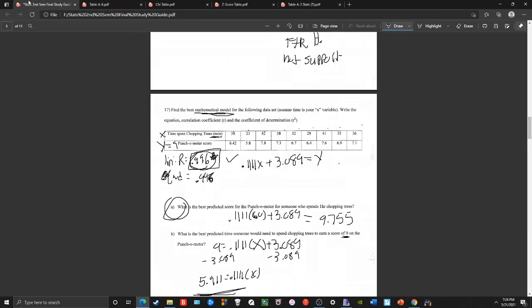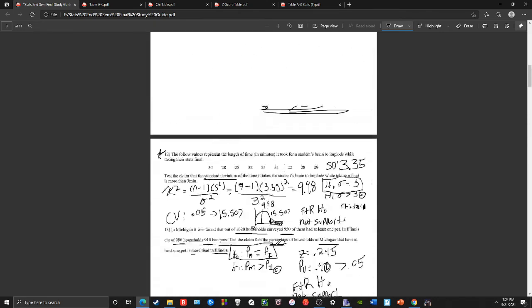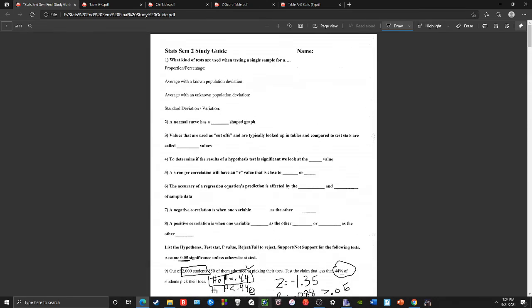So if that's the case, then if I asked you what's the best predicted score, you'd simply take the average score of these and use that as your answer. If I said what's the best predicted time someone would need to spend chopping trees, you simply take the average number of trees and that's your best predicted answer. So you use the average of scores if your R value is too low, if it's below the critical value. If it's above the critical value, then you can use your equation as your prediction like we did here, and you're golden. Okay?